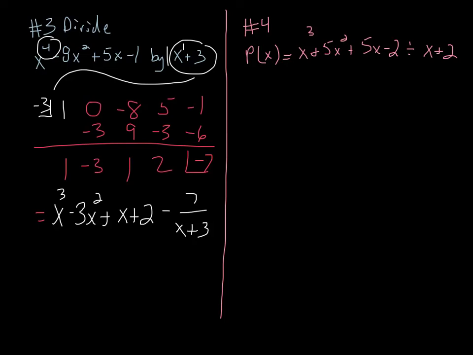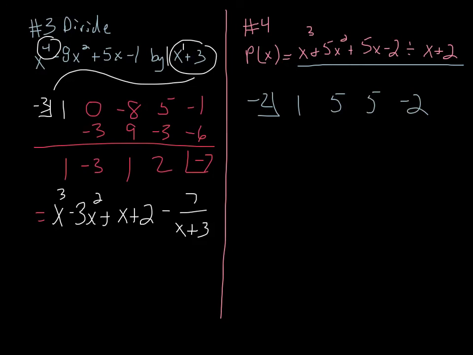Okay, alright, I want you guys to try the last one. Here it is. Do x cubed plus 5x squared plus 5x minus 2 divided by x plus 2. Careful, what goes in the hoopty? It's negative 2. Alright, your coefficients are 1, 5, 5, minus 2. I want you all to try that one. Pause the video, try it, see how you did. Okay, let's see how you did.